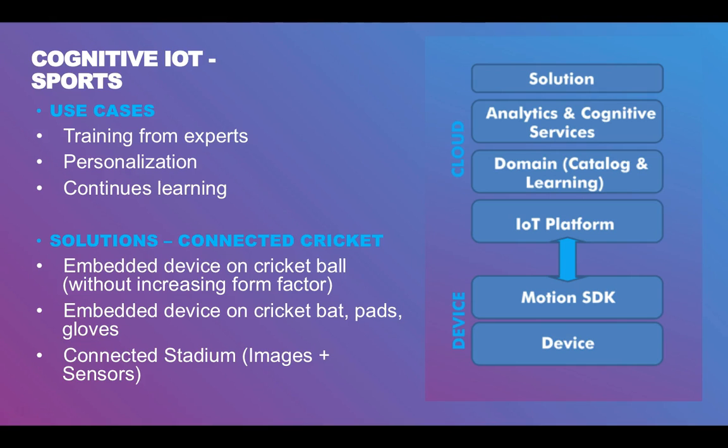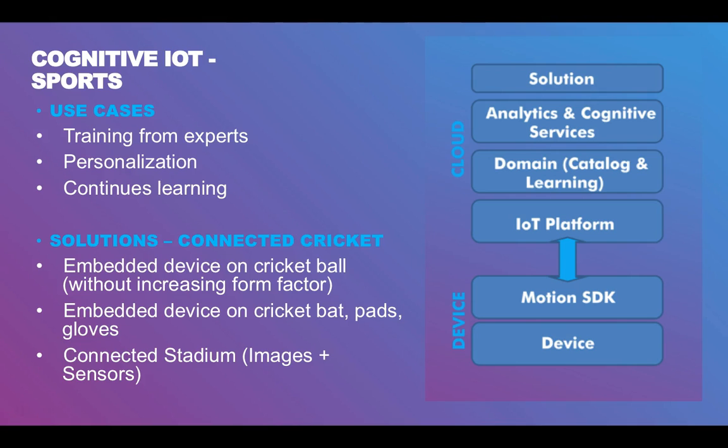So, how do you go about realizing this use case? You start with putting embedded devices inside the cricket ball without much increasing the form factor. And there are a lot of regulations on the form factor of cricket balls. So you're looking at minute embedded devices which provide at least a 6-axis sensor for accelerometer and gyroscope to identify any movement in three-dimensional space. Second is embedded devices on the cricket bat, pads, and gloves to identify batting strokes and movement. And finally, a connected stadium to capture images of batting strokes and bowling movement.